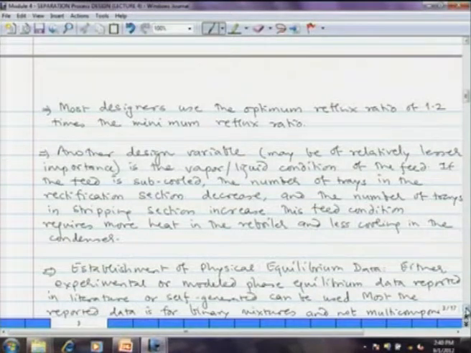Again, in the mass transfer operations course, you have learnt this particular aspect of distillation. In that course, you have defined a q line, which is the quality line, and q represents the quality of the feed. For q equal to 1, the feed is a saturated liquid, and for q equal to 0, the feed is saturated vapor.